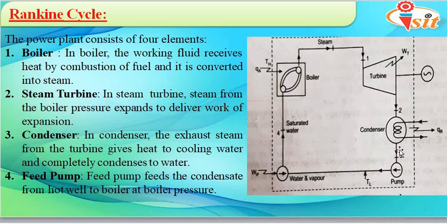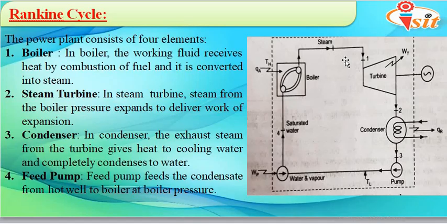So now we have the condensate in liquid form, and we are providing this condensate from the condenser further towards the feed pump. So this is the fourth component, that is feed pump. Here the feed pump feeds the condensate from the hot well to the boiler at boiler pressure. So whatever condensate we obtain from the condenser through this feed pump, we will be recirculating back to the boiler.